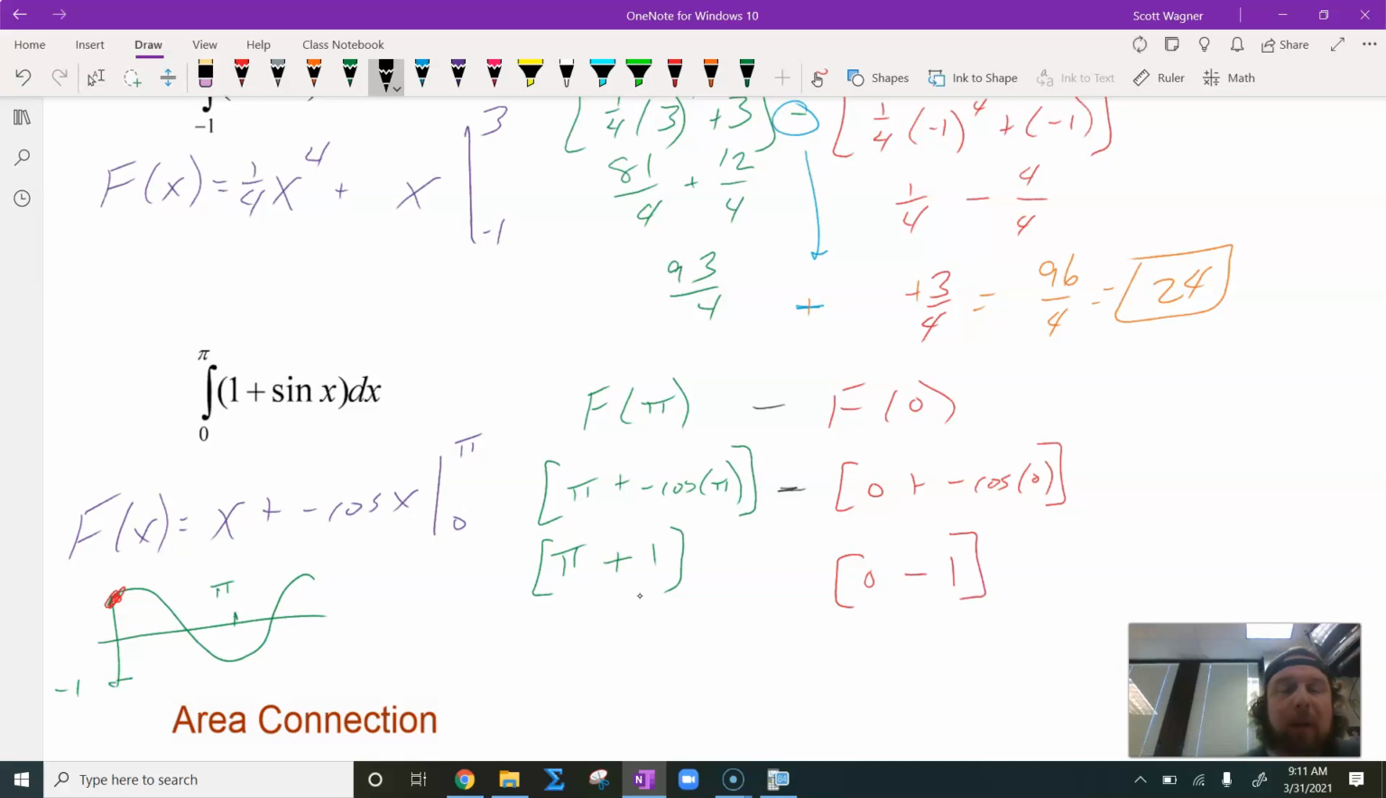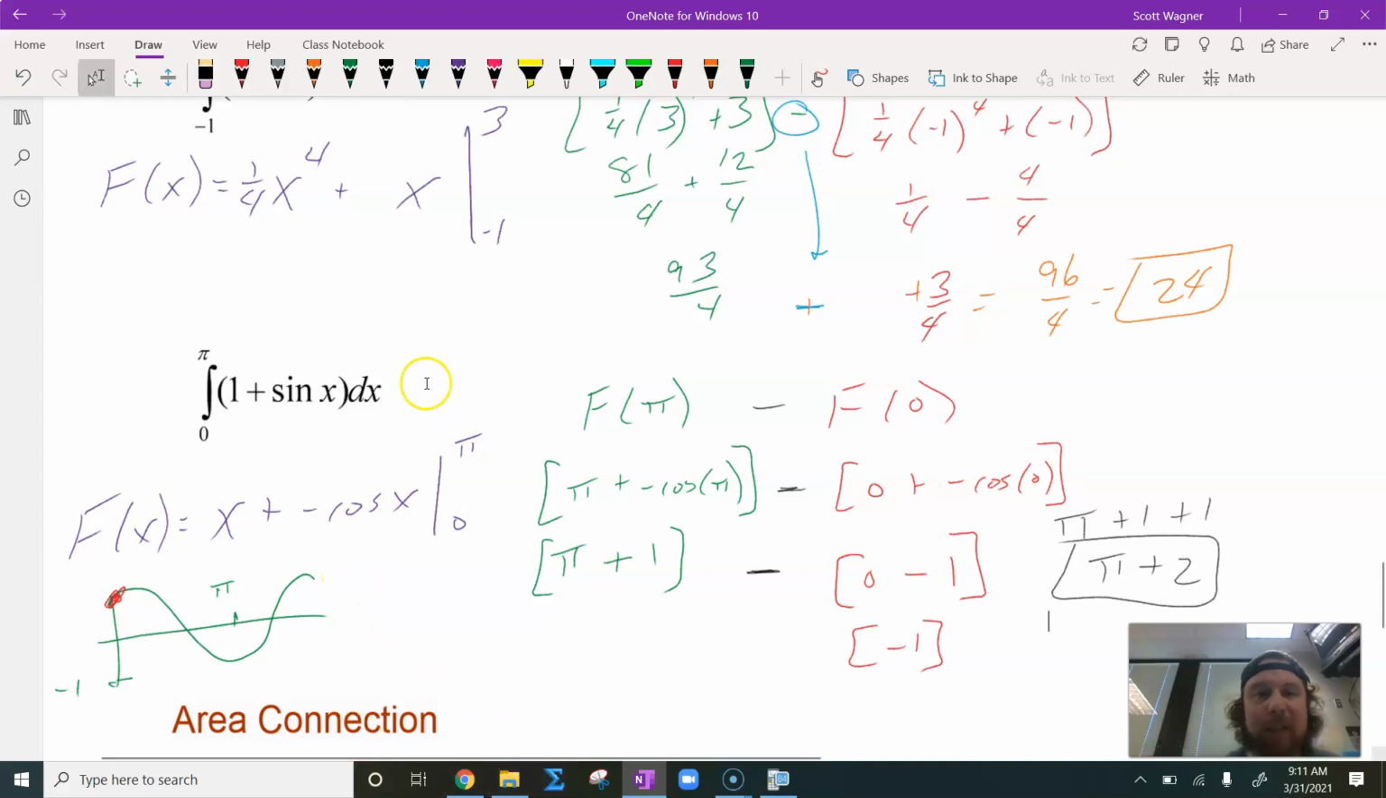Okay, remember I've got a big old minus sign between those two. I'm going to make sure I distribute that, or I could also say 0 minus 1 is just -1, and I can combine those like terms. So I'm really going to take pi plus 1 minus a -1, which is pi plus 1 plus 1, which is just pi plus 2. And you can get a decimal approximation if you really wanted to, or just leave it alone as pi plus 2. So that's kind of how we do that.